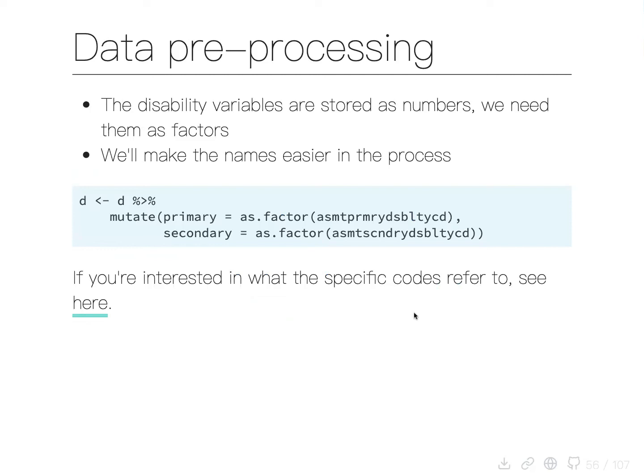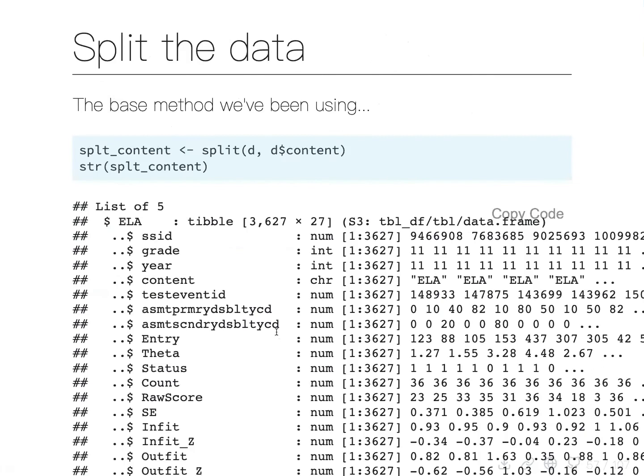The disability variables are stored as numbers currently, and we need them as factors. So we're going to just change them like this. We'll just say as.factor on each of these things, and we're making the names easier, so it's just primary and secondary instead of these things. If you're interested in what these codes actually mean, I have a link here to the statewide documentation. It doesn't really matter too much for our actual purpose of illustrating the code, but just in case you're interested.